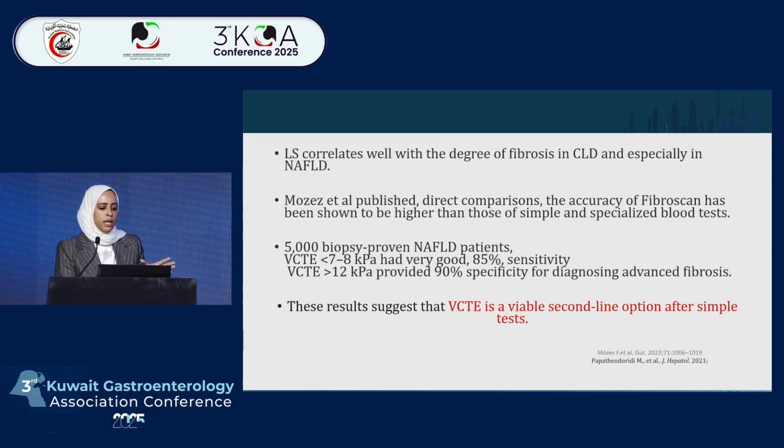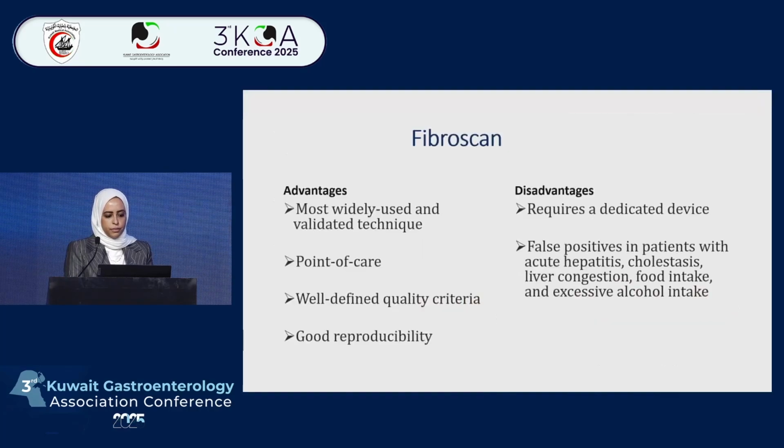So in 5,000 biopsy-proven MAFLD patients, a FibroScan of less than 7 to 8 kPa had a very good 85% sensitivity, while patients who had more than 12 kPa provided 90% specificity for diagnosing advanced fibrosis. These results suggest that VCTE is a viable second-line option after simple tests. So the FibroScan is a widely used and validated technique. It's point-of-care, with well-defined quality criteria. It has good reproducibility. Its disadvantage is that it requires a dedicated device.